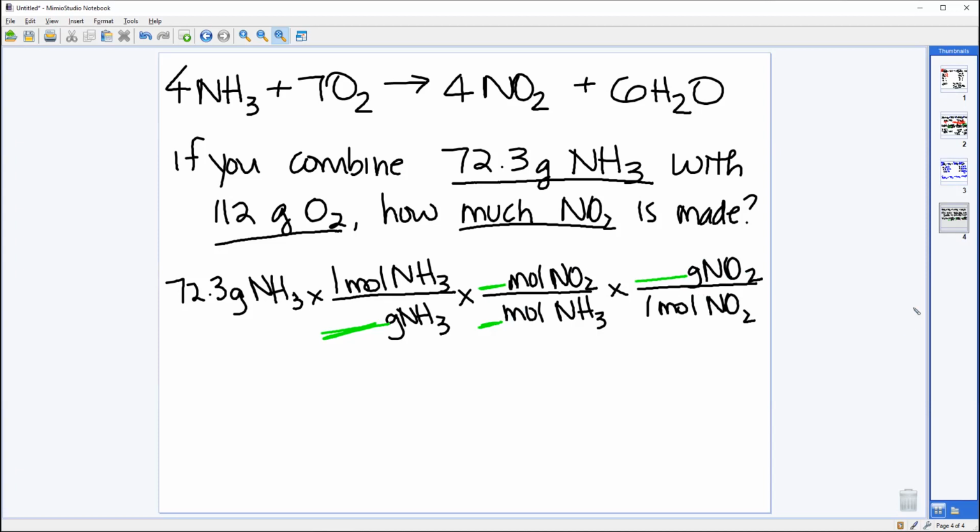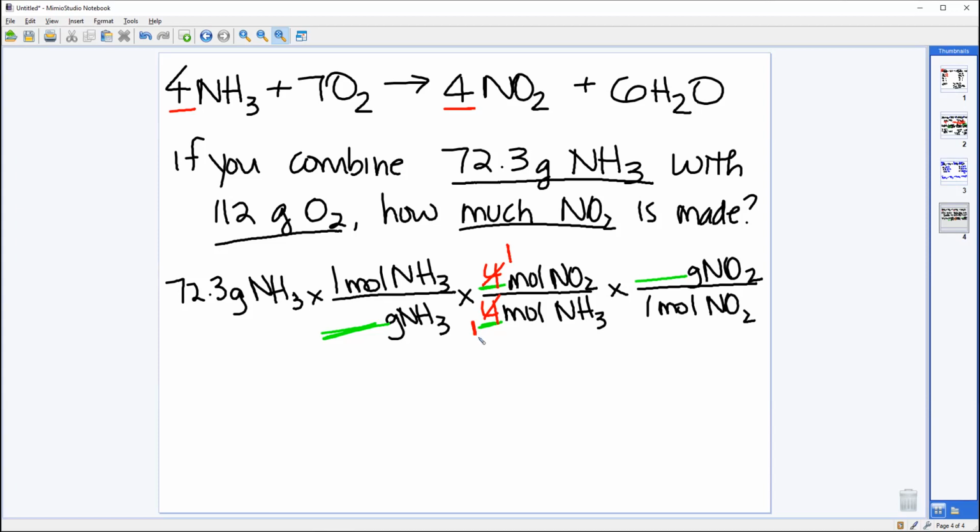So the first thing I'm going to look at here is getting my mole to mole ratio. I go up here to my balanced equation and I see that I have 4 moles of NO2, so I'm going to put a 4 here, and I have 4 moles of NH3, so I put a 4 here. Now, if your mole to mole ratio is the same on top and bottom, we can cancel that out to be 1, just like you were reducing a fraction.